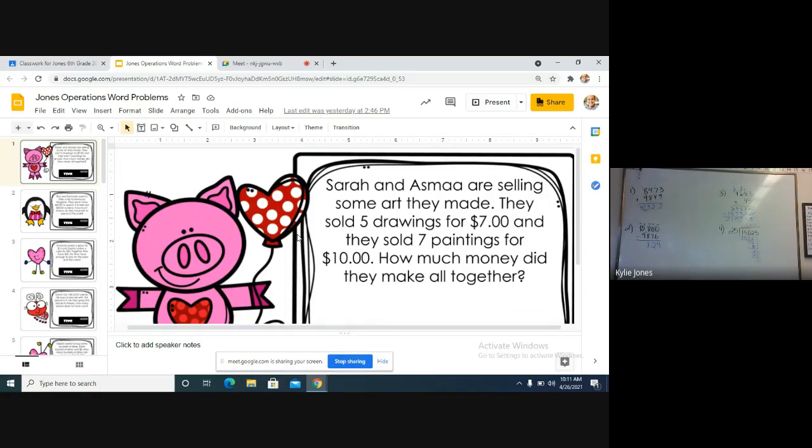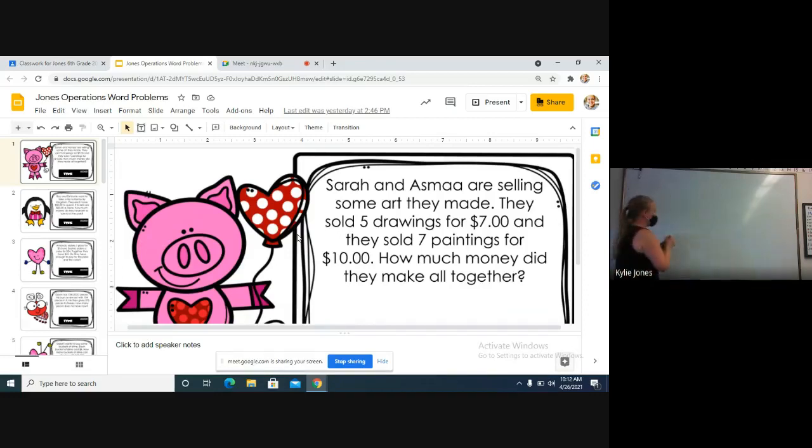Okay, it actually looks like most of you are already there. So let's do the first slide together, where we're just answering the questions. It says Sarah and Ozma are selling some art that they made. They sold 5 drawings for $7 and they sold 7 paintings for $10. How much did they make altogether? So we need to figure out the amount of money they make. This is something that you will use in your life in general, right? If you are selling things or trying to figure out how much you need to make to buy something.